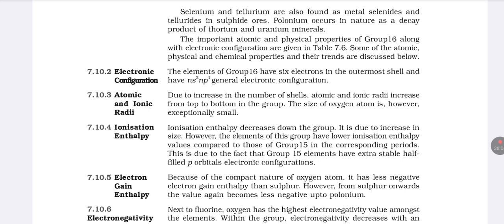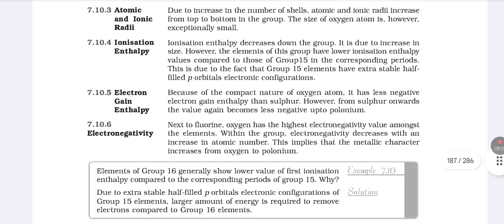Ionization enthalpy: ionization enthalpy decreases down the group. It is due to the increase in size. However, the elements of this group have lower ionization enthalpy values compared to those of group 15 in the corresponding period. This is due to the fact that group 15 elements have the extra stable half-filled p orbital electronic configuration.